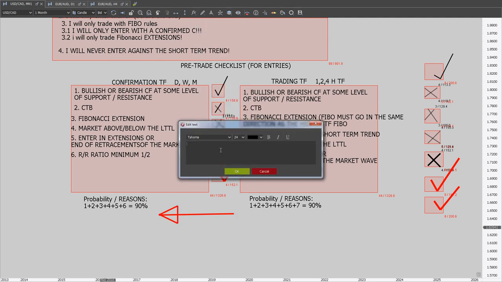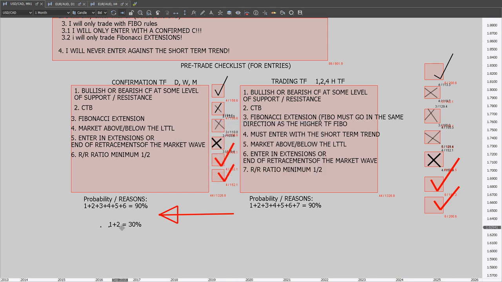So 1 plus 2 makes how much? 30%, says Time to Shine, right? So I have less than a half chance to be a winner. What about the trading time frame, everybody? I have 3 reasons out of 7. So 1 to 3 makes how much is the probability?